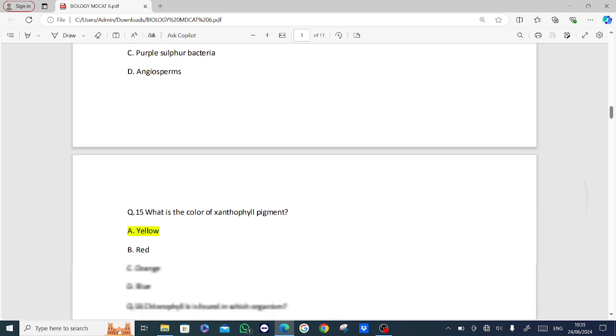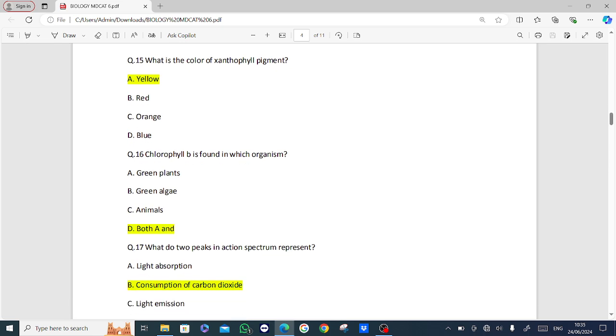Next MCQ is, what is the color of xanthophyll pigment? Options are yellow, red, orange, blue. Answer is option A, yellow.